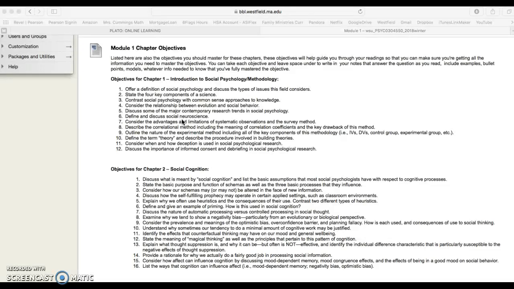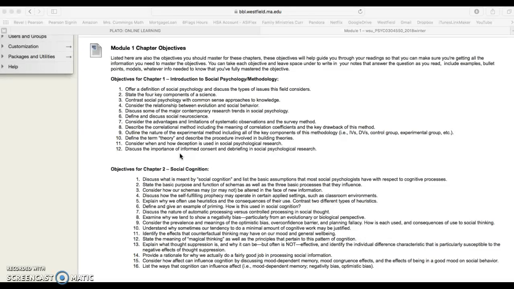And I really want you guys understanding in this chapter just the basic methodology, understanding what correlational studies are versus an experimental study. What kinds of conclusions can we draw based on the type of study that's conducted? What can we say for sure? What do we know? What can we prove? And then as well, the ethics involved in social psychological research.